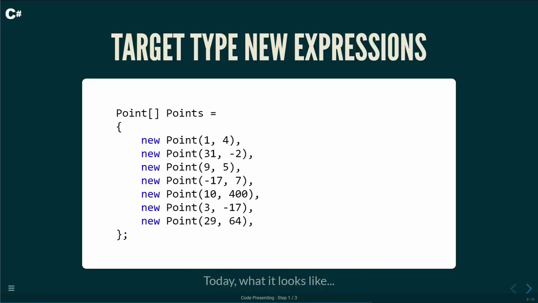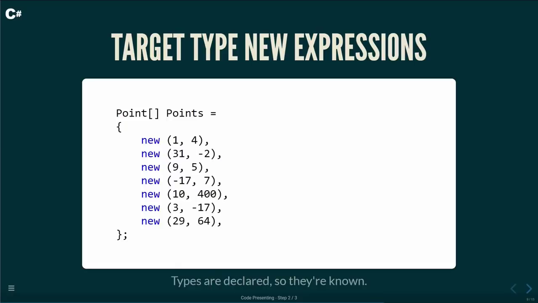So with target type new expressions, this is what it looks like today, right? We have point array, points equals our collection of new points. So what they're proposing is that we can just remove the type, right? If the declared type is point array, it's kind of redundant for us to say new that type because it's already targeted. We already know what it is. So that's kind of clever, right? It looks kind of cool.